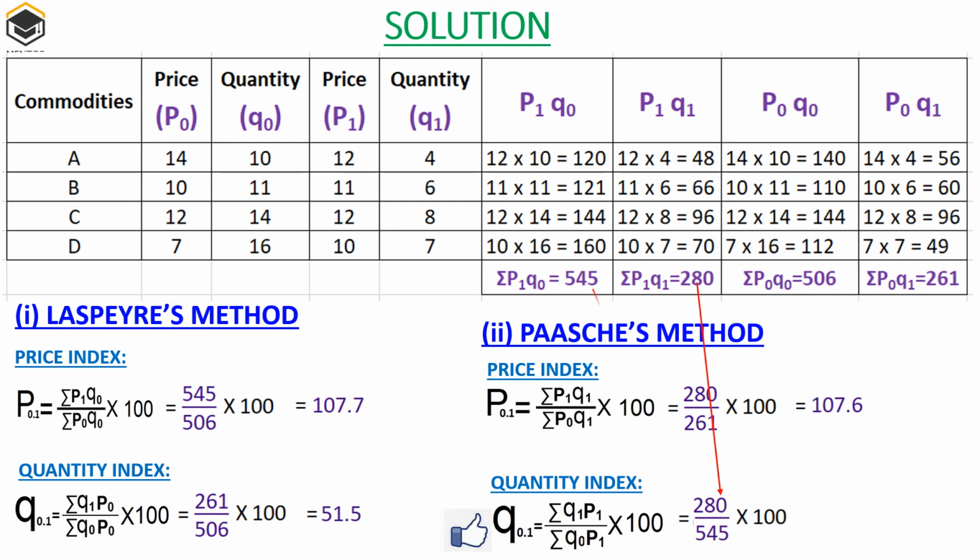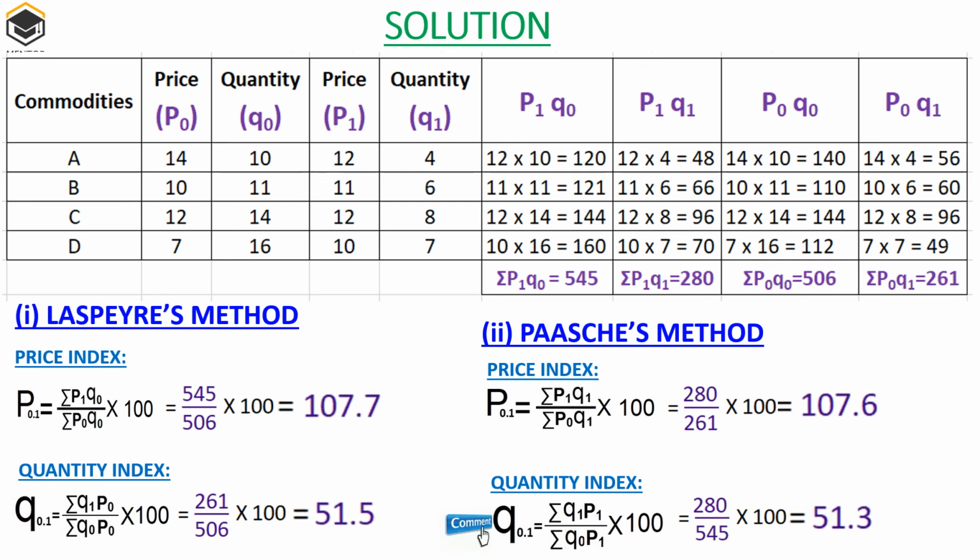Under the quantity index we have 280 divided by 545. If I do the calculation of these two values, I will get the final value 51.3. So as you can see, in the Laspeyres method and the Paasche method, we got approximately the same price index and quantity index. So these are my price index and quantity index under the Laspeyres and Paasche methods.